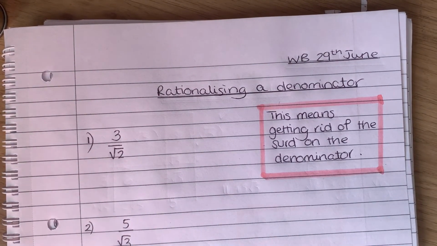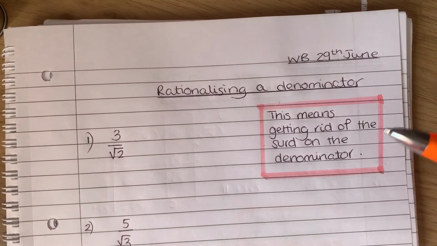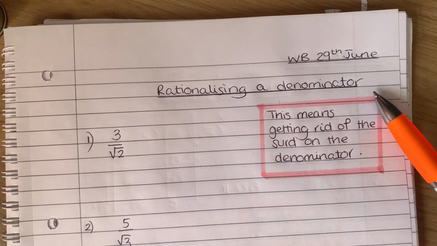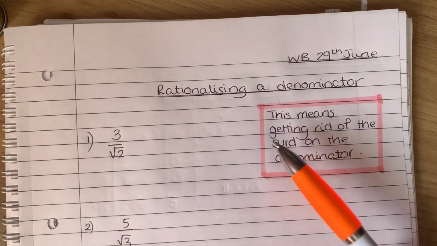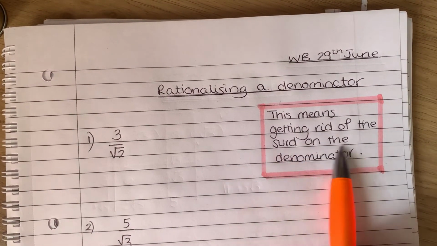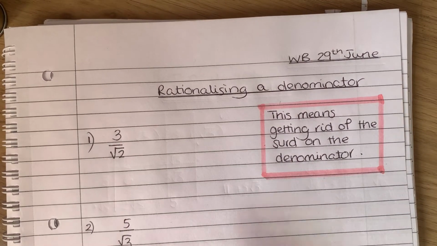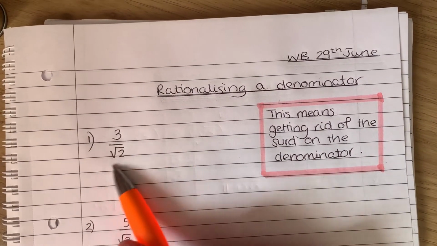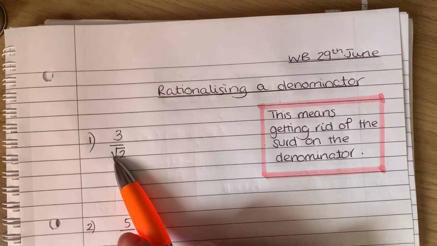So what we're going to look at today, the last lesson that we're going to have this week on surds, is rationalising a denominator. Okay, so what does that mean in words that you're going to understand? It means getting rid of the surd on the denominator. So we cannot divide by a surd. So what we want to do is get rid of that.